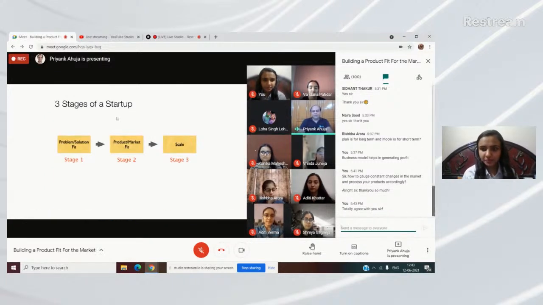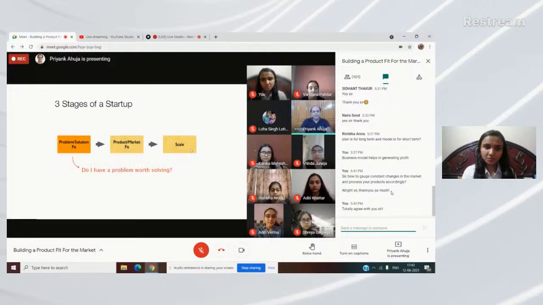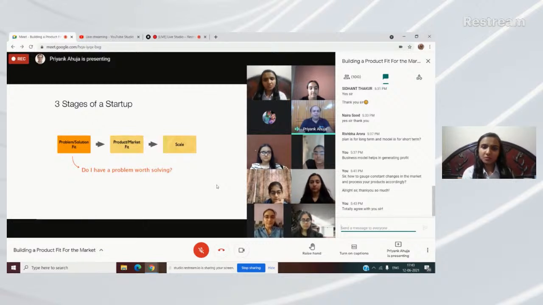Now there are three stages of startups if you are going to build up your product. Stage one is called problem solution fit. Second is called product market fit, and third is your scale. So what is problem solution fit? Do I have a problem worth solving? If you don't have the problem, then what solution are you going to provide to the customer? You are building a product to solve a problem. If there is no problem, then why are you building the product? That is the first fundamental question.